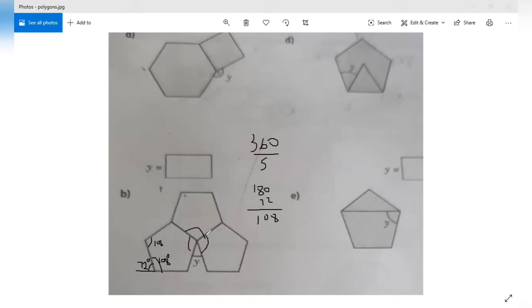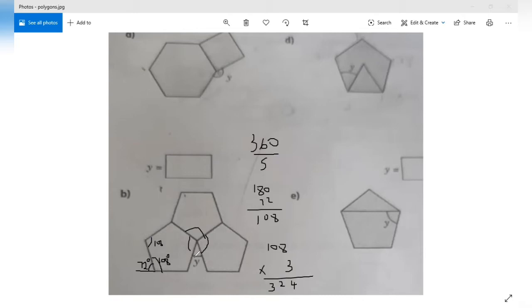Now 3 lots of 108 is 324, I think. So 108 times 3 is 324. But we know that angles around a point should add up to 360 degrees, isn't it?